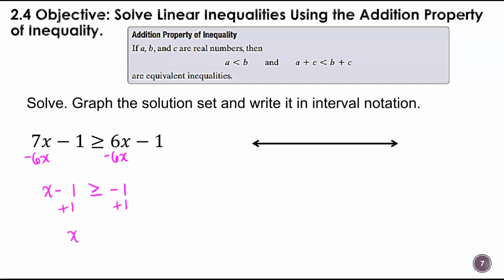And now you didn't do anything incorrect when you get a 0, and 0 is really okay. It's just saying that x is greater than or equal to 0. And then I'm going to go over here and I'm going to graph it.